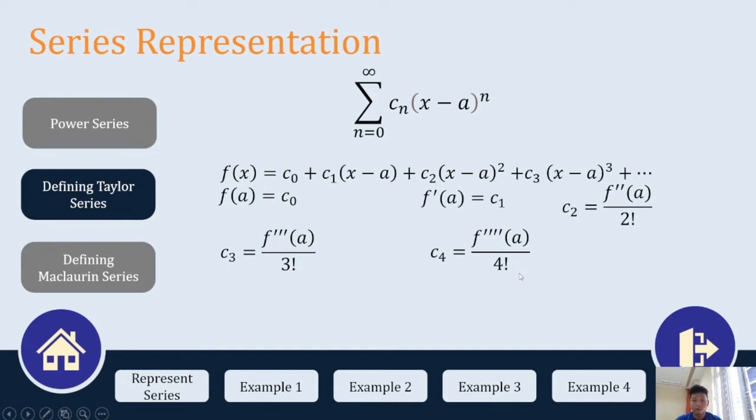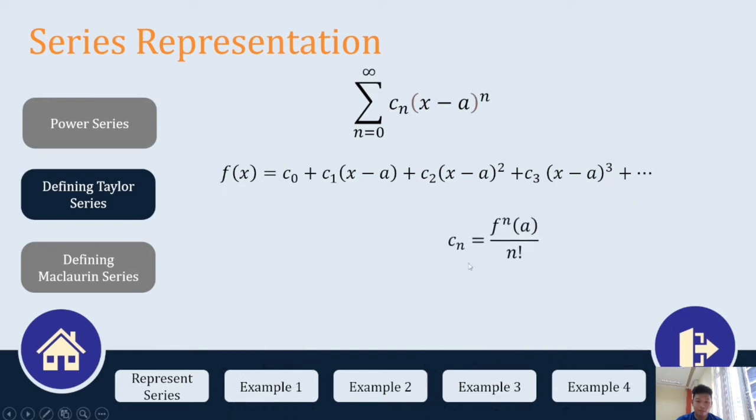Okay, so now we can assume that for cn we will have cn equal to the nth derivative of f at a, over n factorial. Right now, we can plug this cn into our summation above.